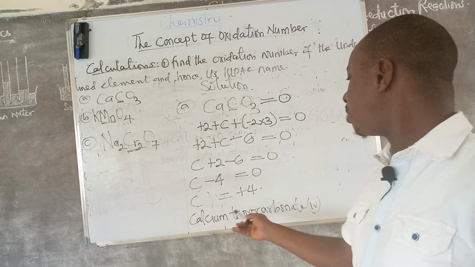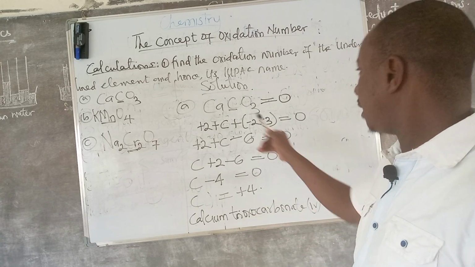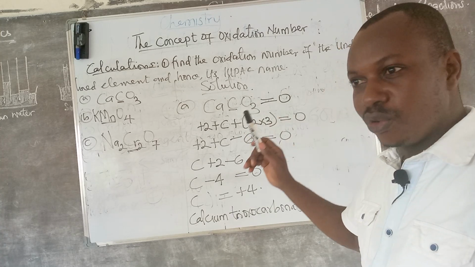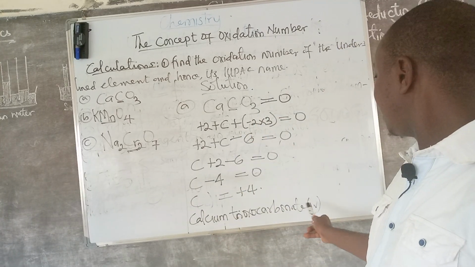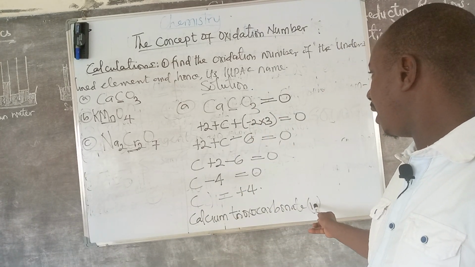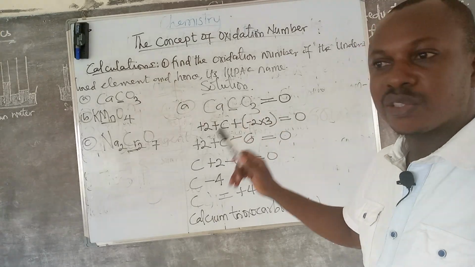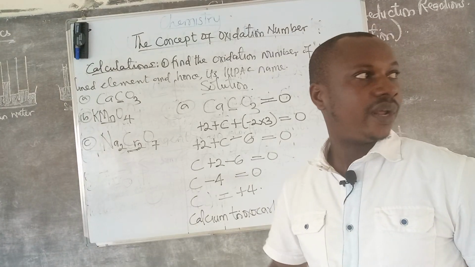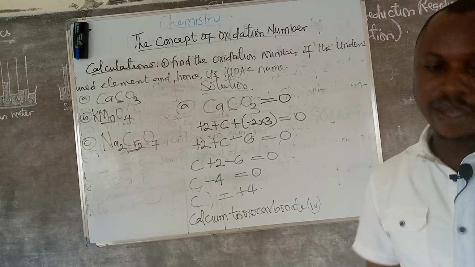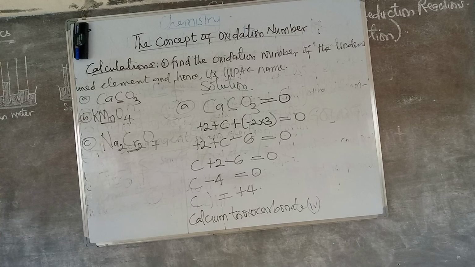So for this one, calcium triosocarbonate 4. That is the IUPAC name of this compound. And you have noticed today that this 4 doesn't come as a result of this. No. It came as a result of the oxidation number of carbon in that compound. Let's go to example B.